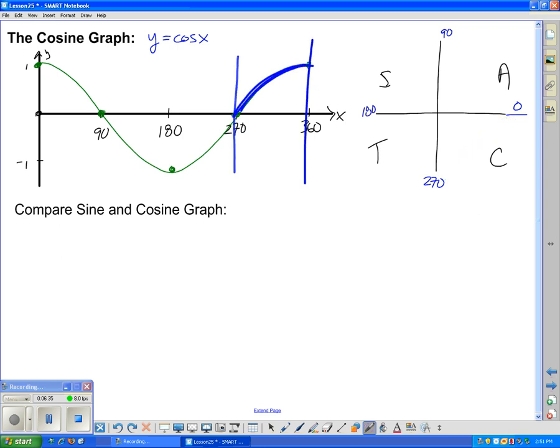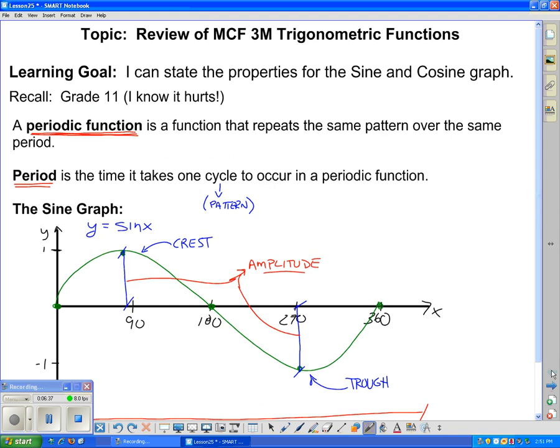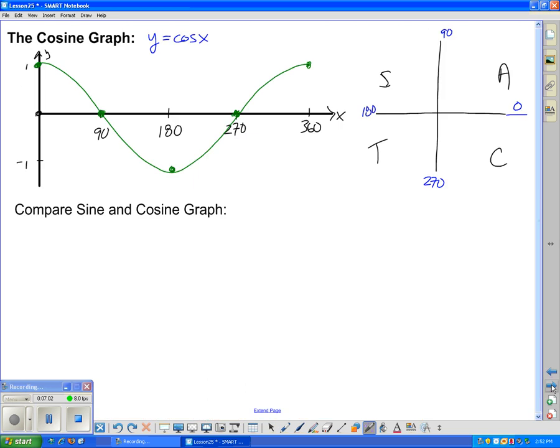And if we take a step back, look at this. Sine is positive with the CAST rule from 0 to 180. Look at that. It's above the x-axis. It has all positive values from 0 to 180. From 180 to 360, sine's negative. And look at this. Negative from 180 to 360. Pretty cool, eh? The CAST rule ties in over and over and over again with trig.